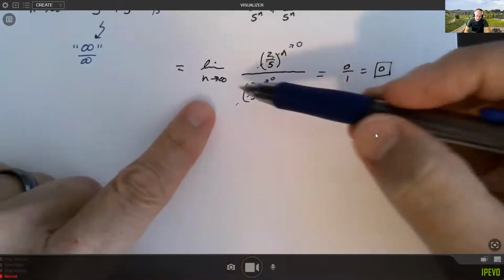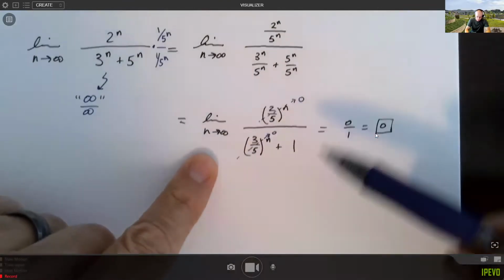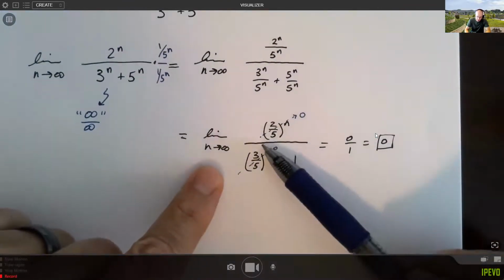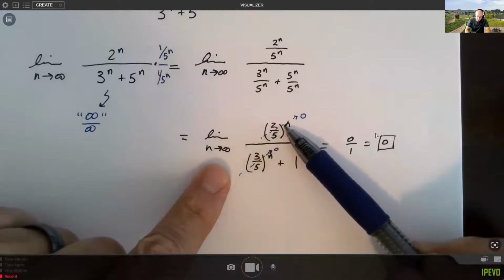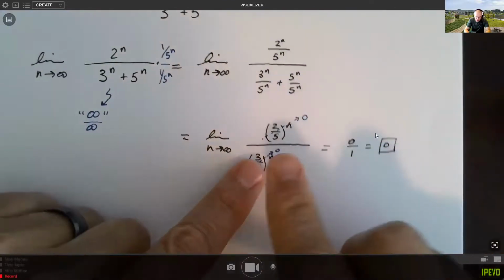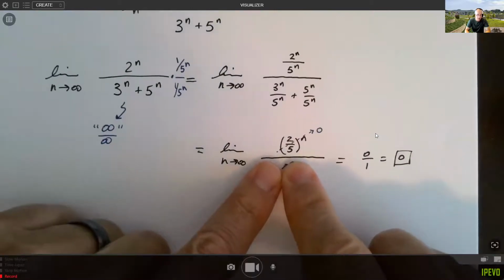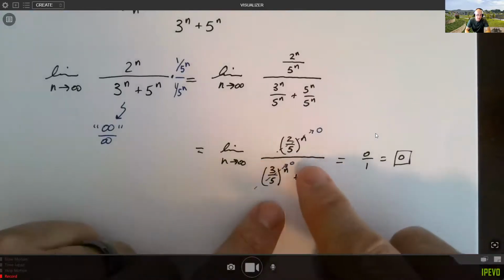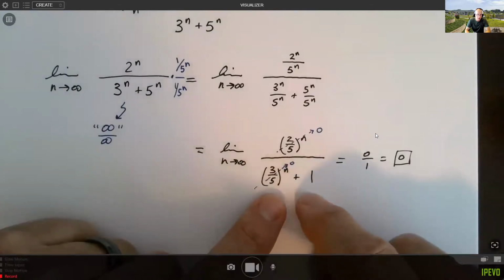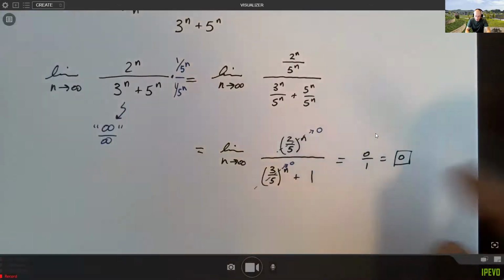And now what happens as n goes to infinity? 2/5 to the n is going to 0, right? That's a geometric sequence where r is equal to 2/5, which is less than 1. And so that numerator is going to go to 0. The denominator, again, the 3/5 to the n, similarly will go to 0. Of course, the 1 is just staying at 1. And so we end up with 0 divided by 1, which is 0.